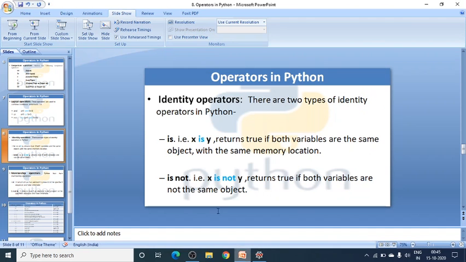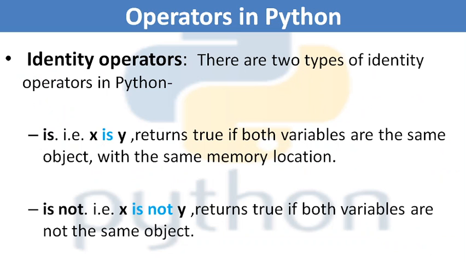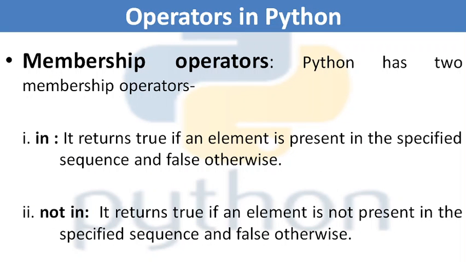So, getting back to our presentation now. Next, we have membership operators. Python has two membership operators. First is "in". It returns true if an element is present in the specified sequence and false otherwise. Similar to that, we have the opposite, "not in". It returns true if an element is not present in the specified sequence and false otherwise.